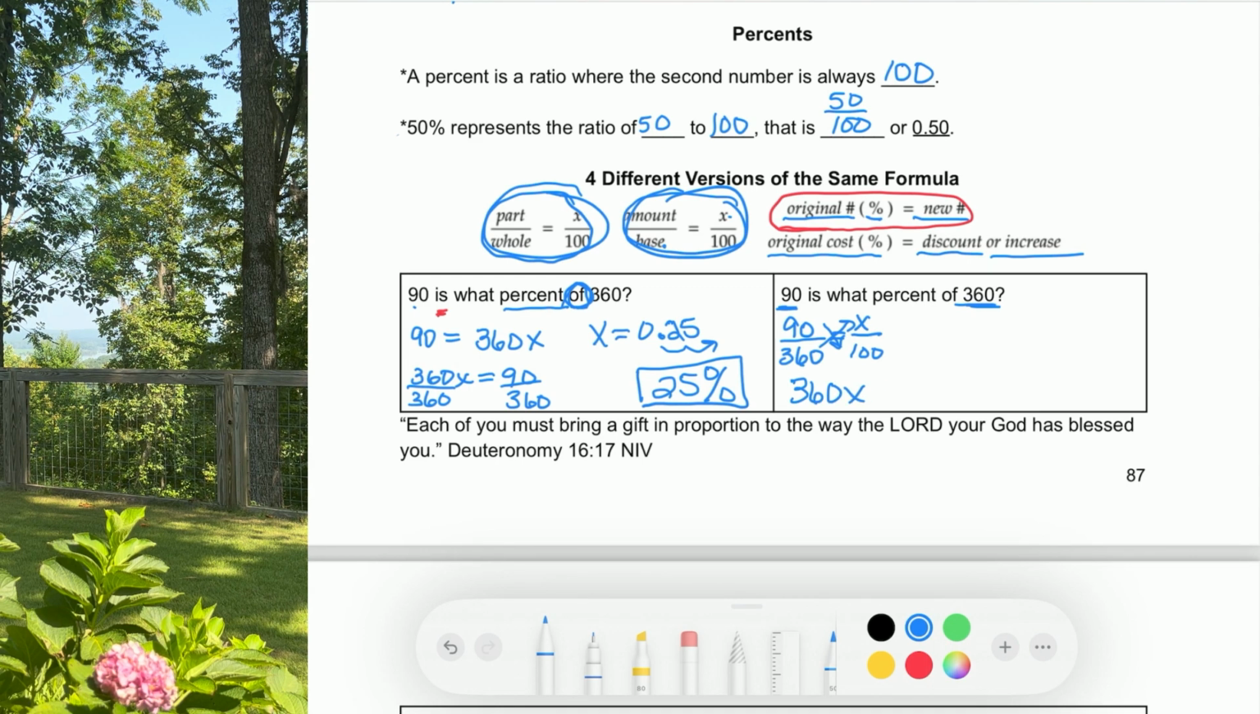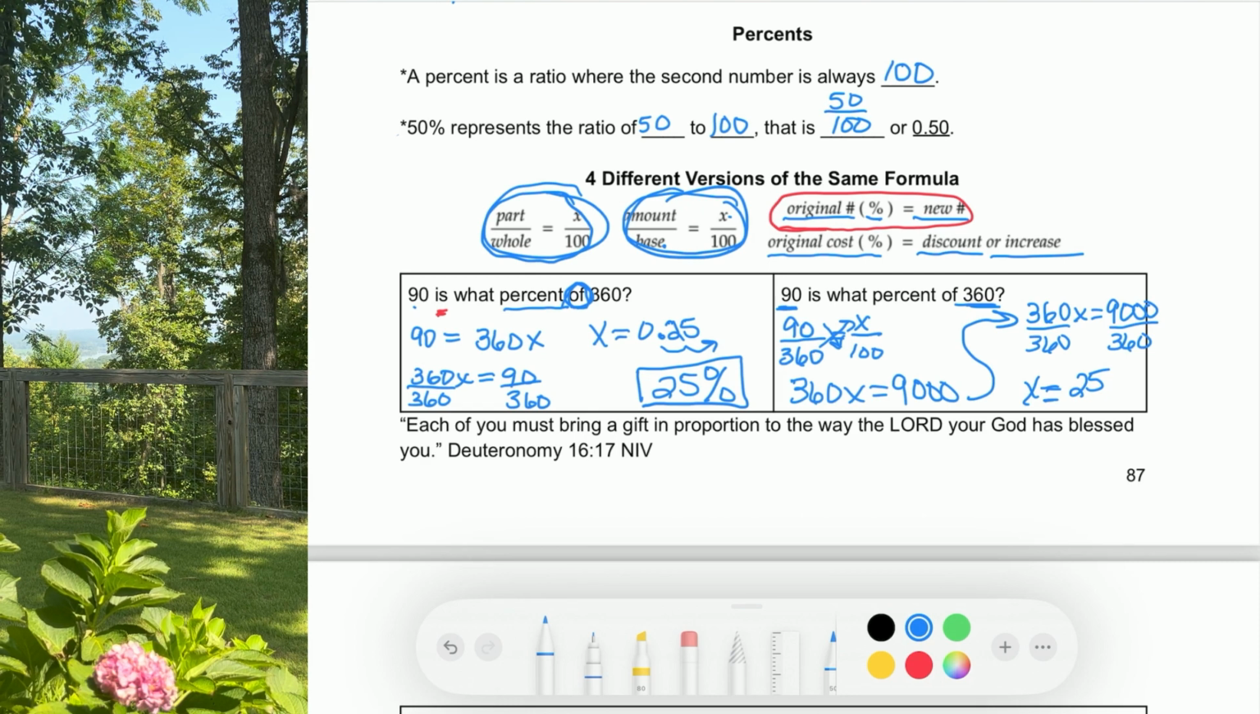And I end up with 360x equals 9,000. Okay. Bring that up over here just so we can see it. So 360x equals 9,000. Divide both sides by 360 to get that x by itself. And I end up with x equals 25.